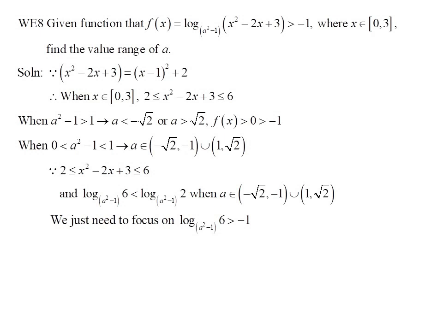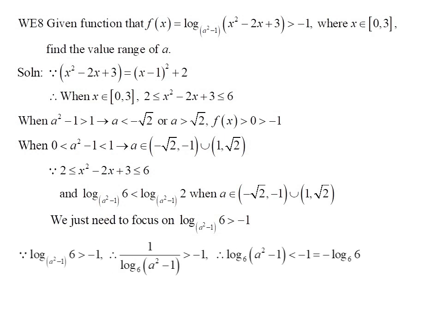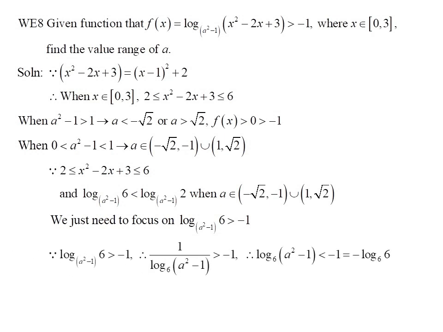So we need to solve the inequality logarithm base a squared minus 1 of 6 is greater than negative 1. After simplifying the logarithmic inequality by applying the logarithmic laws, we have the final form of logarithm base 6 of (a squared minus 1) less than -1, which is equal to negative logarithm base 6 of 6. Hence, we obtain the result of a for this logarithmic inequality. A is less than negative square root 7 over 6 or greater than square root 7 over 6.